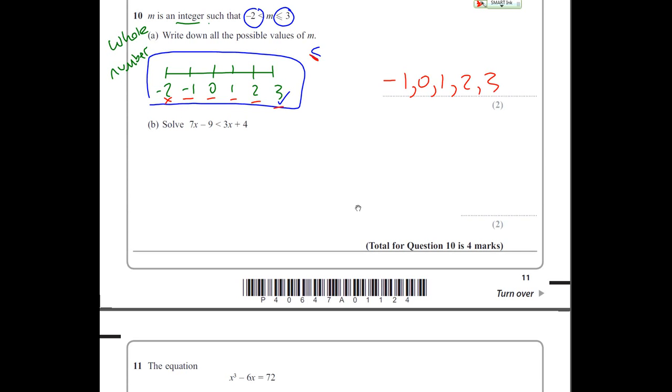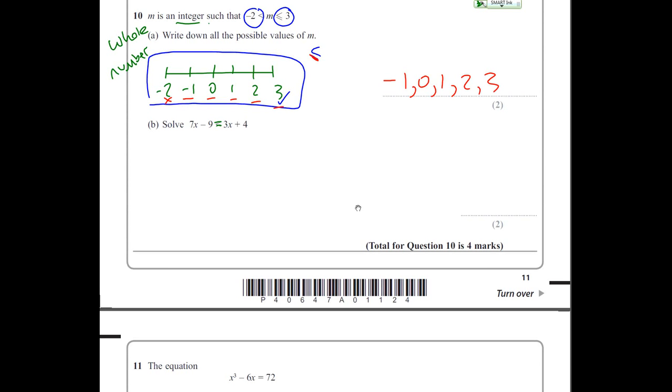Part B, solve this inequality. The trick is on this, just pretend that it's an equal sign. I know it's not, but the algebra, the method that you do to solve the equation, is exactly the same unless you start messing around with minus numbers and timesing or dividing. But I will tell you about that if we need it. Right, so if we're solving this as an equation, hopefully you can do this.